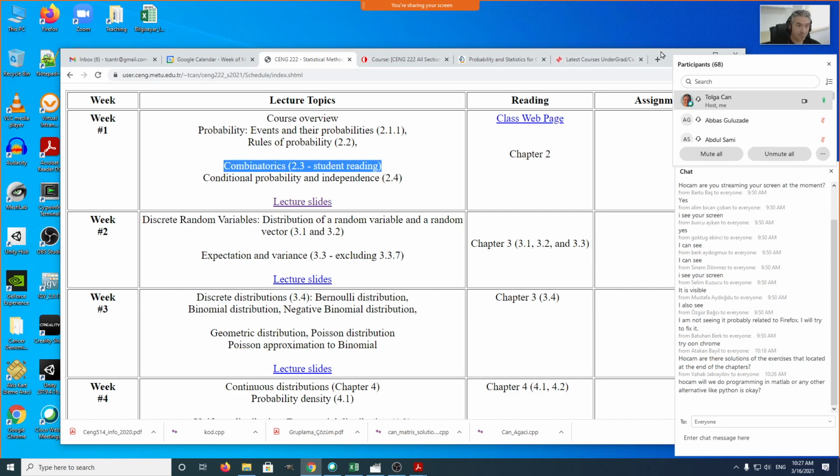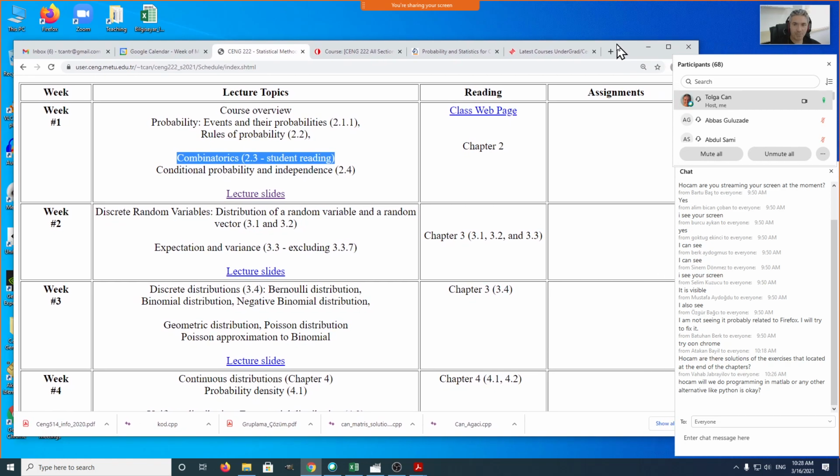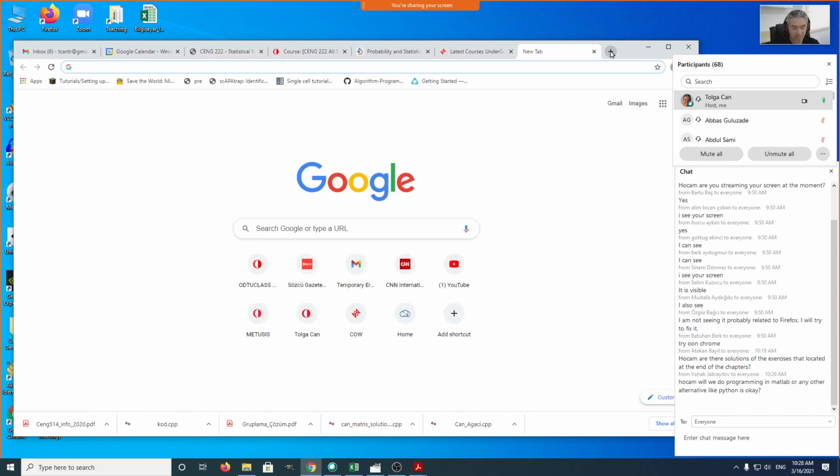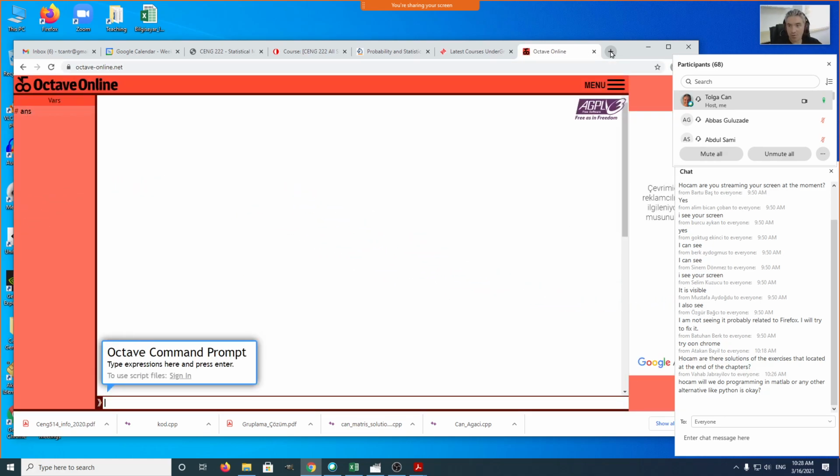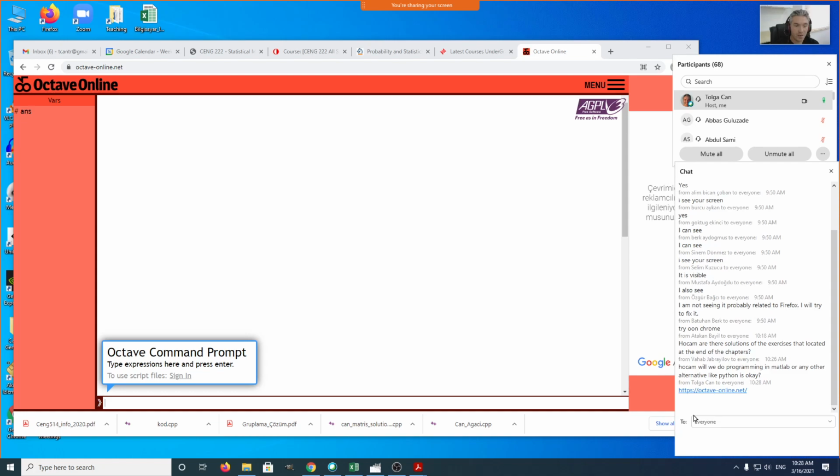Programming, where is it going to be done? Is it going to be in MATLAB? You will not be using Python because MATLAB contains lots of these distributions or random number generations in different distributions readily available. You don't need to install MATLAB on your computer. We will be using Octave Online, the free version of MATLAB. This is octave-online.net. Okay, let me paste this in the chat box. So we will expect you to have the solutions in Octave Online.